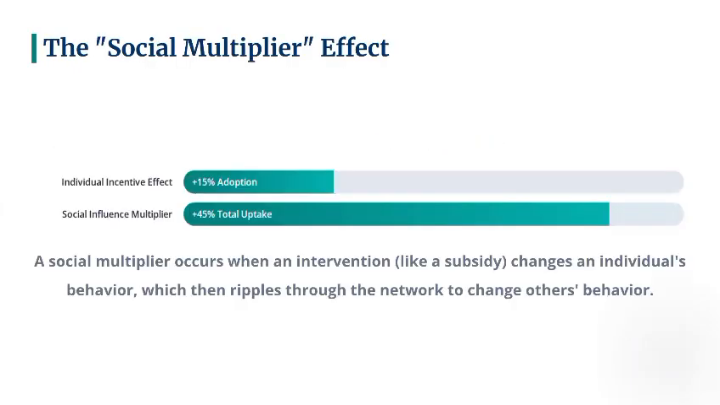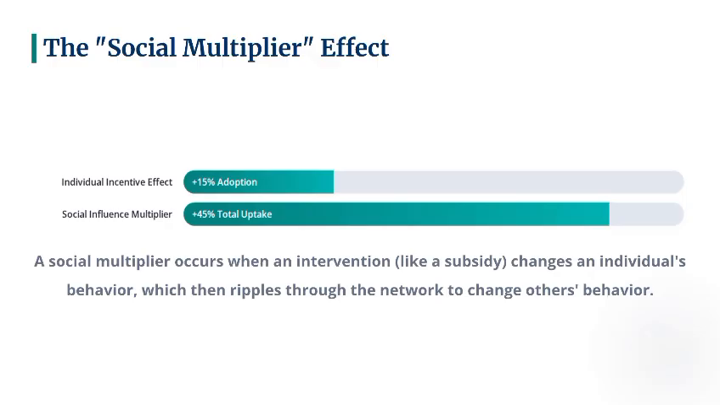Next we have the social multiplier. One of the most exciting concepts in this field is the social multiplier. It's essentially the economic version of viral trends. It occurs when a policy intervention changes one person's behavior, which then ripples through the network to change others.